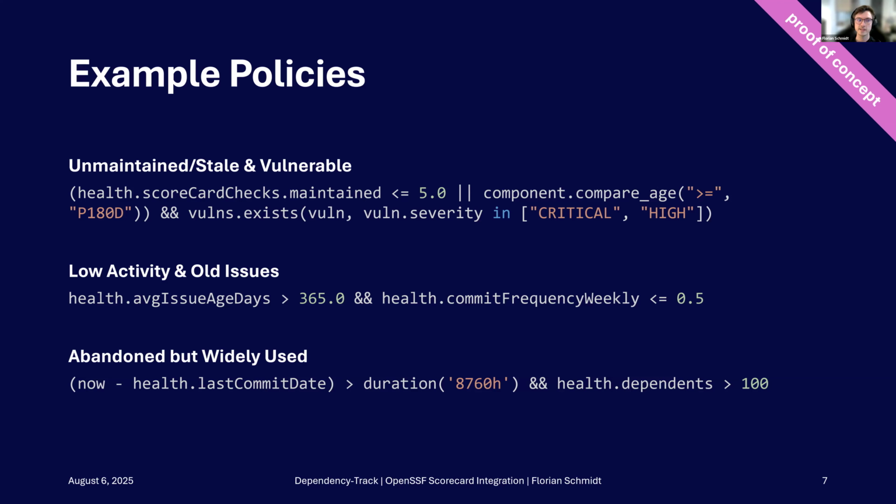And the last policy, abundant but widely used, represents a project that has had no commits for a year and has more than 100 dependents. So not dependencies, but rather dependents. So the other side of the dependency graph. That's also something you can pull from external APIs. So these policies here are somewhat deliberately permissive in order to generate more results.